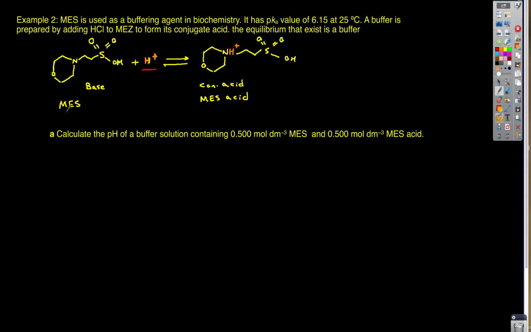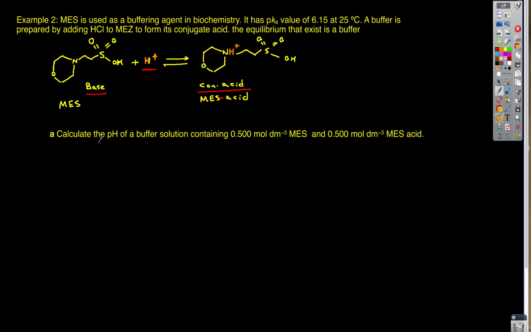Now MES is a buffer that we use in biochemistry quite often. It's a friendly buffer. If you take MES and you add hydrogen to it from hydrochloric acid, the nitrogen gets protonated and you create a conjugate acid. So the combination of this weak base and conjugate acid creates a buffer. We call it MES in order not to get tangled up with this chemical description. And the protonated version, we call it MES acid.